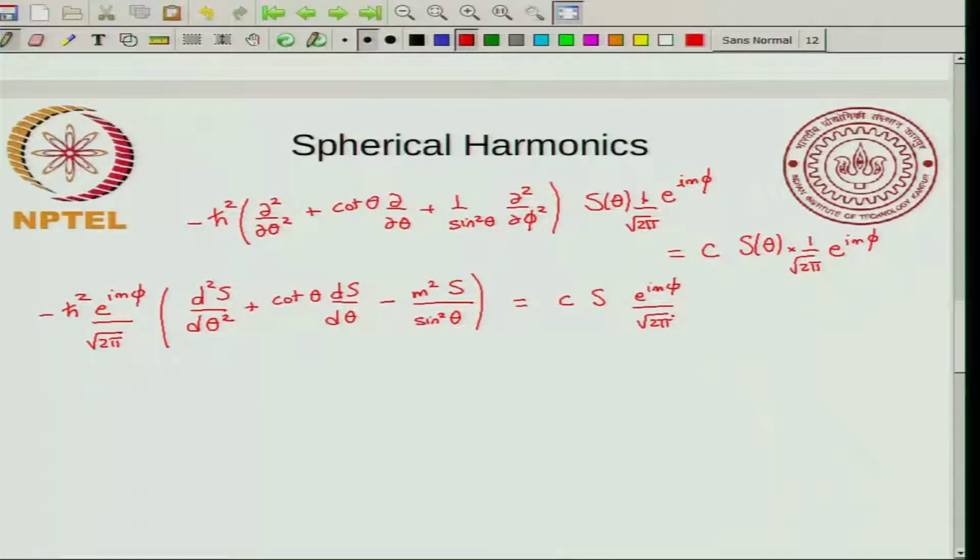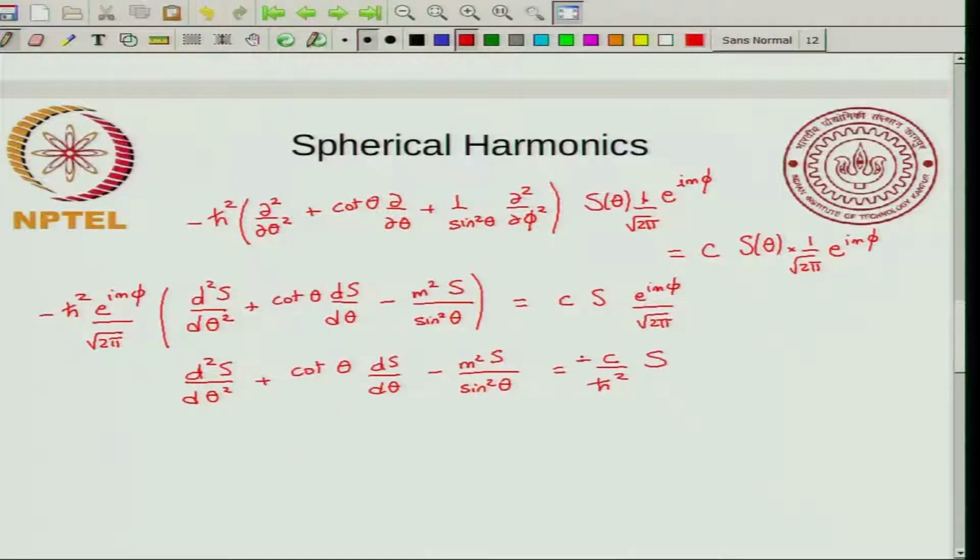Okay, so I can just cancel the e to the i m phi on both sides, and what I am left with is a differential equation that involves only s. Let me write down the differential equation. I will take the h bar square to that side. So what I will have is d square s by d theta square plus cotangent of theta ds by d theta minus m square s divided by sine square theta is equal to minus c by h bar square into s. Okay, so this is a differential equation that we have to solve for s.